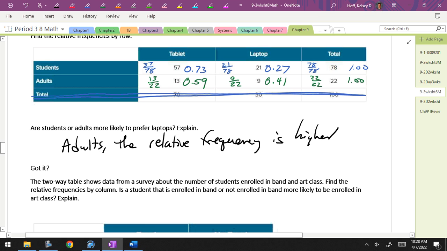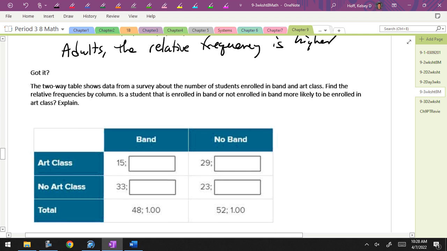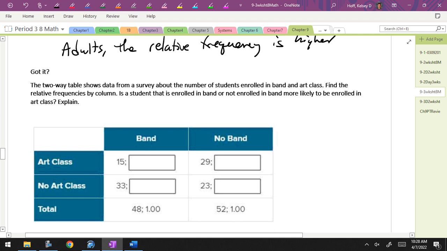All right, last one. I'm going to read it out loud. You're going to go start to finish, and then we're going to check it out loud before you start on your homework. The two-way table shows the data from a survey about the number of students enrolled in band and art class. Find the relative frequencies by column. Is a student that is enrolled in band or not enrolled in band more likely to be enrolled in art class? Relative frequencies by columns, then answer that question after you've made those calculations.